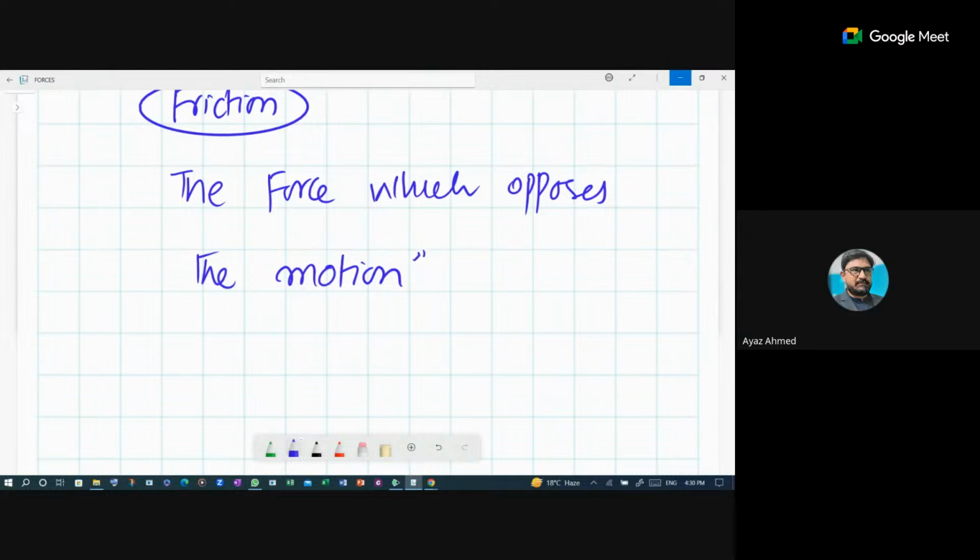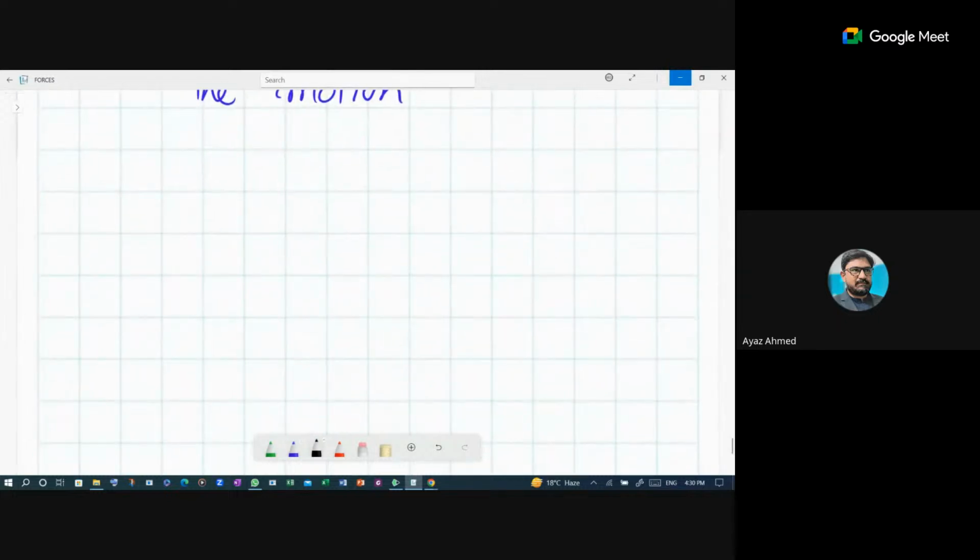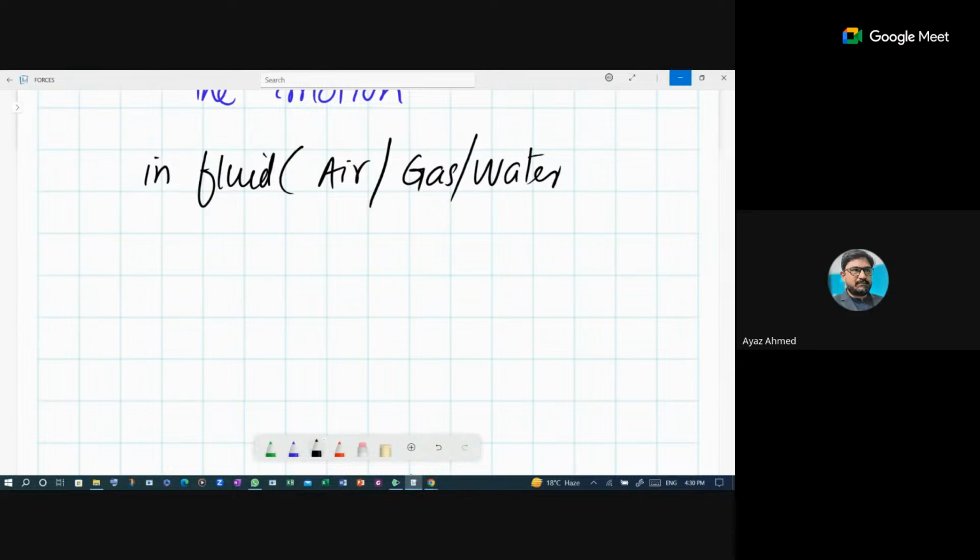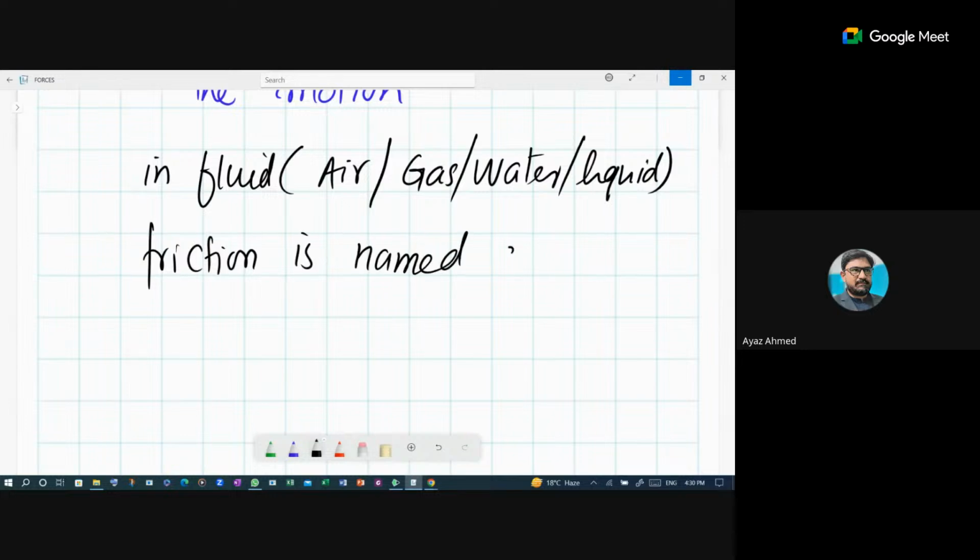Friction, which opposes the motion, appears in two ways. In fluids, meaning air, gases, water, or any liquid, the friction is named drag force. What do we call it? Drag or viscous drag.